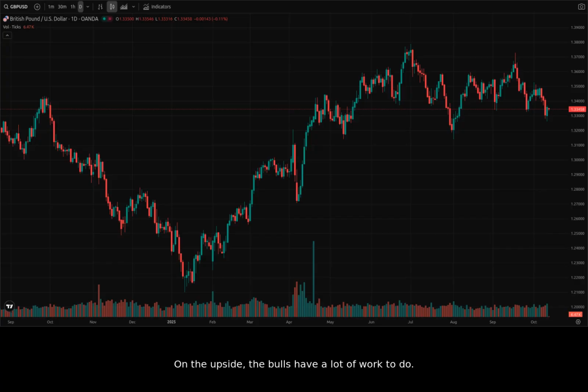On the upside, the bulls have a lot of work to do. The first major hurdle is reclaiming the broken consolidation zone around 1.3400. A move back above 1.3400 would be a positive sign, but sellers are likely to reemerge there.